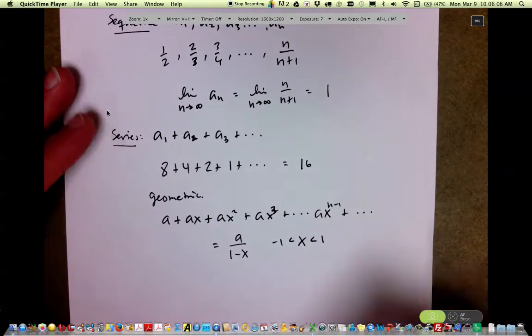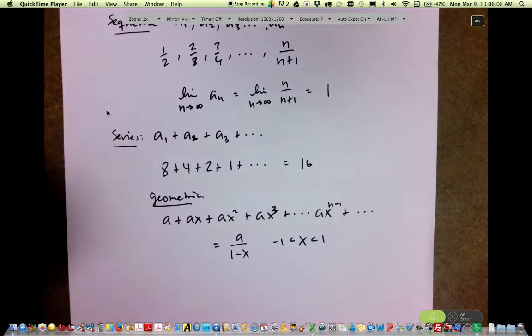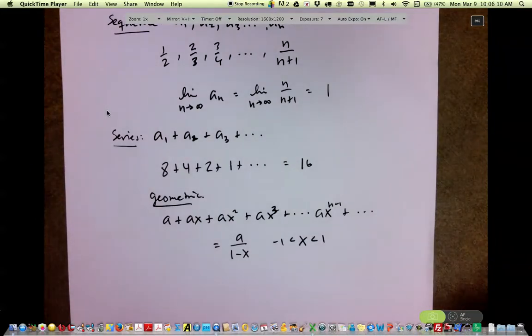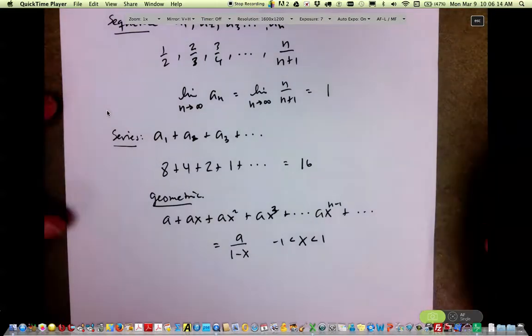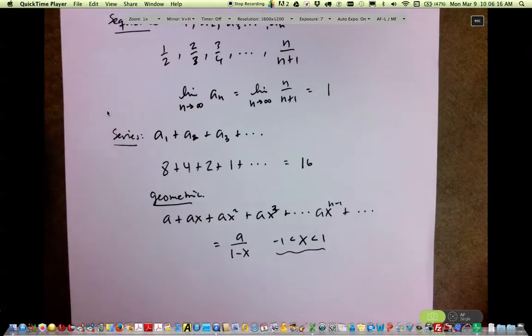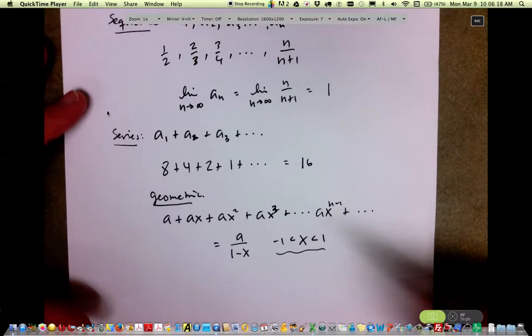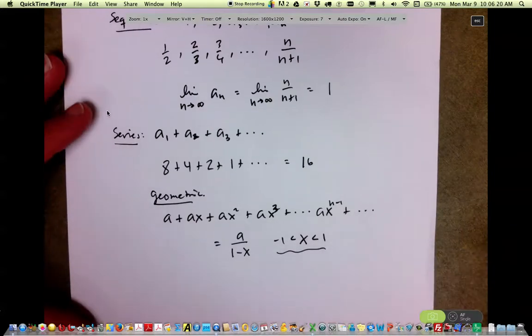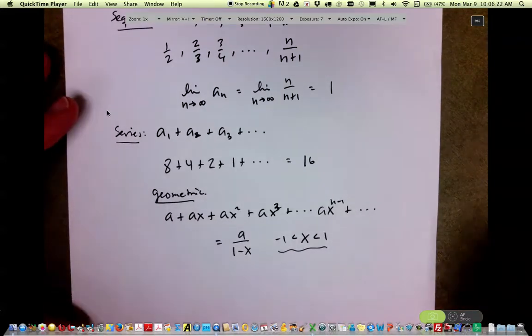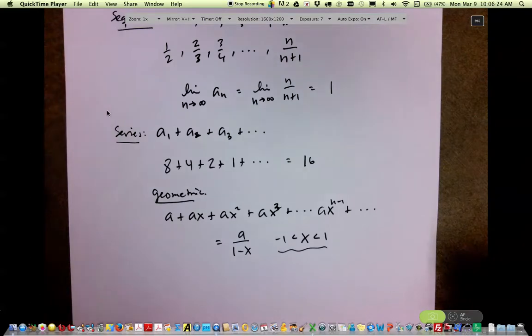That was our first kind of a test for a series to determine if something is going to converge or diverge. Our first test is, check to see if it's geometric. If the common ratio is between -1 and 1, it converges. And not only does it converge, we know what it converges to. We're going to be getting into some different kinds of series that are not necessarily geometric.